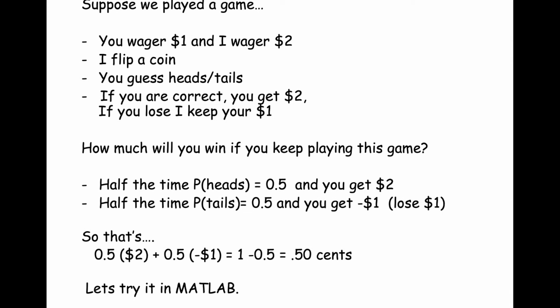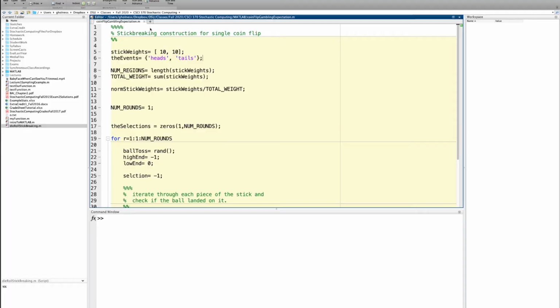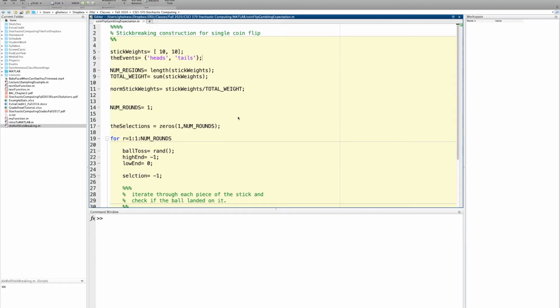And so let's try this out in Matlab. So I will meet you in Matlab. So we're here in Matlab, and I took the stick breaking example that we had from before for the 6-sided die, and I modified it to mimic or simulate the flip of a fair coin. Now here I only have 2 stick weights because that corresponds to the heads outcome or the tails outcome, and I changed the labeling for the events.